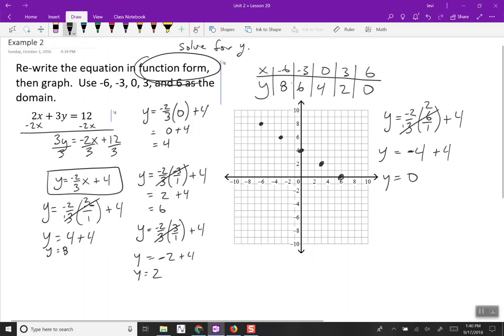So if we wanted to know what our range or what our domain was, our domain would be all our x values up here. Okay, so our domain is negative 6, negative 3, 0, 3, and 6. Our range is all our y values. That was 8, 6, 4, 2, and 0.